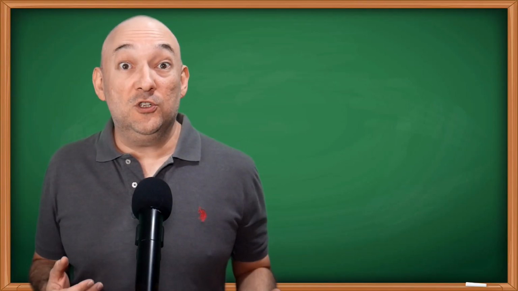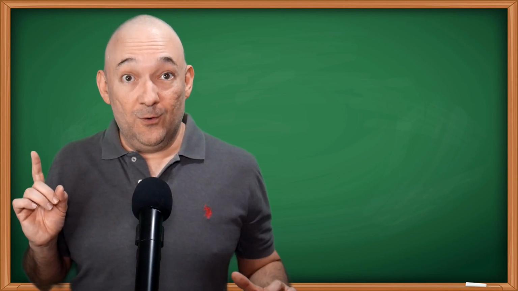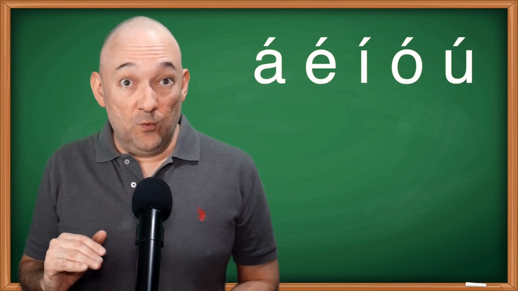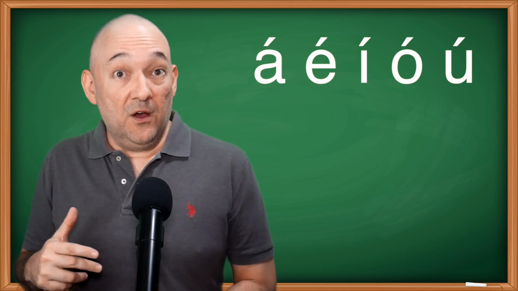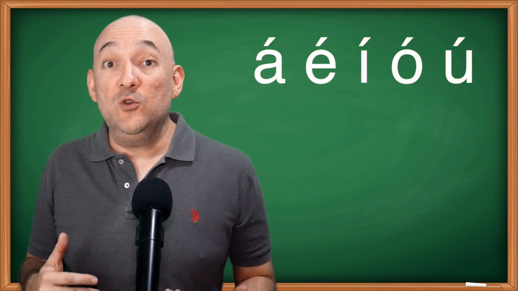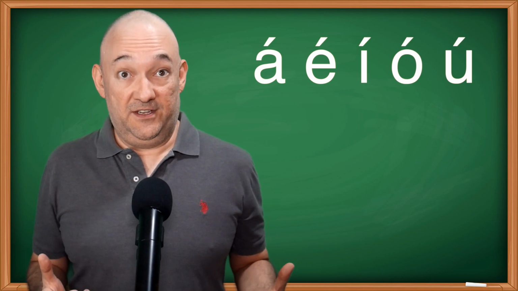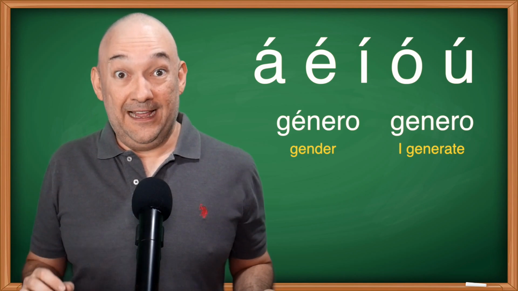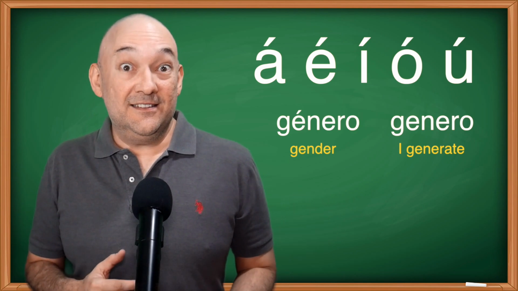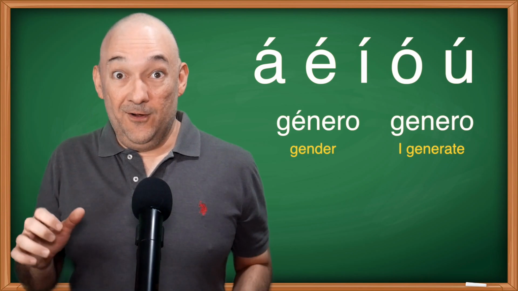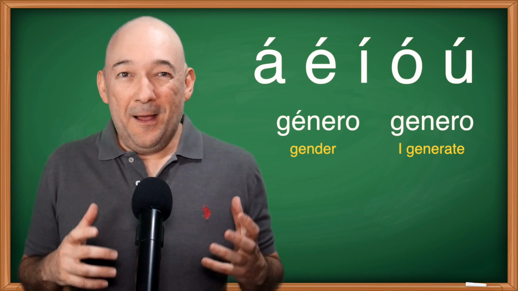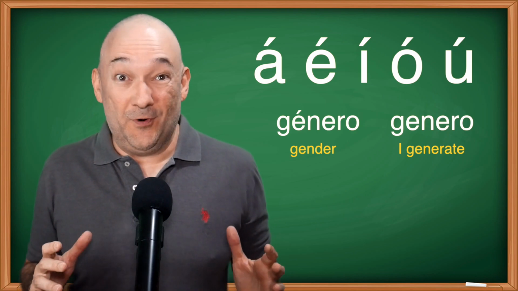One more thing you need to know is that sometimes in Spanish we use these little symbols over the vowels. If you see a vowel like this, that means that you must stress the word in that vowel. The meaning of a word can change according to how you stress the vowel. For example, these two words. Género, genero. Género means gender. Genero means I generate. I know this can be confusing, but please don't worry too much about it right now.